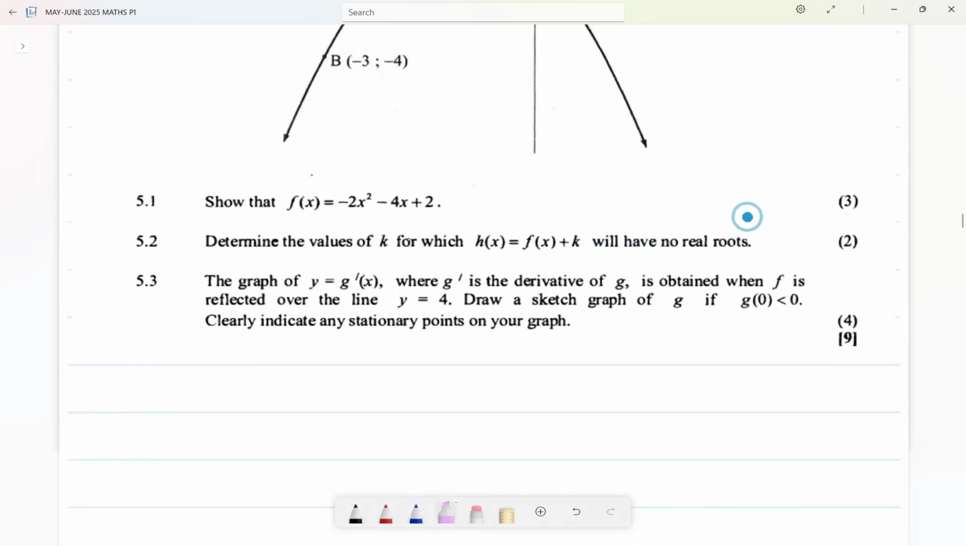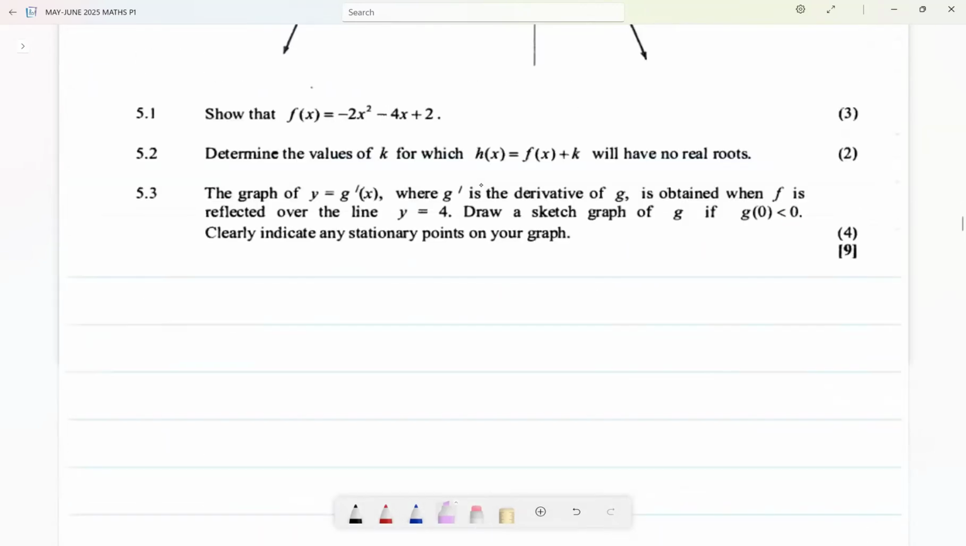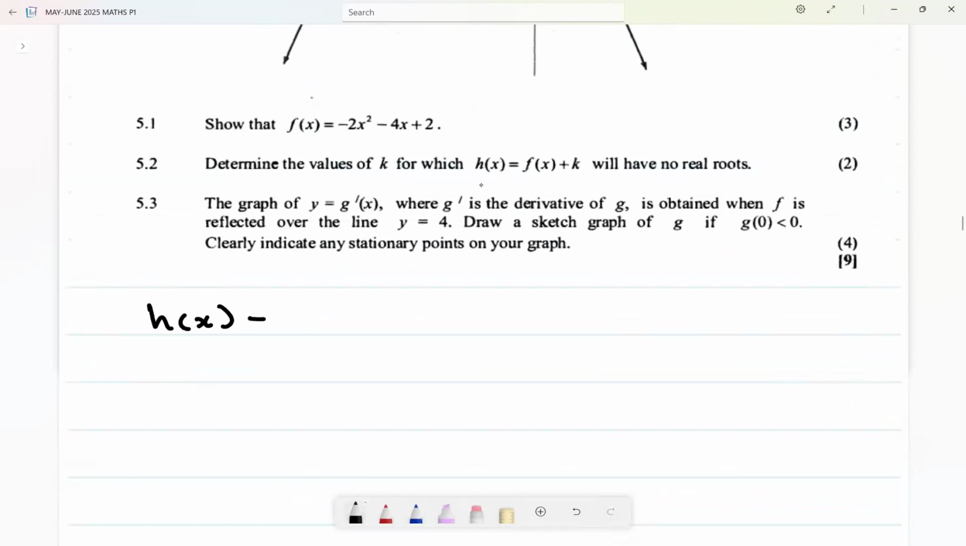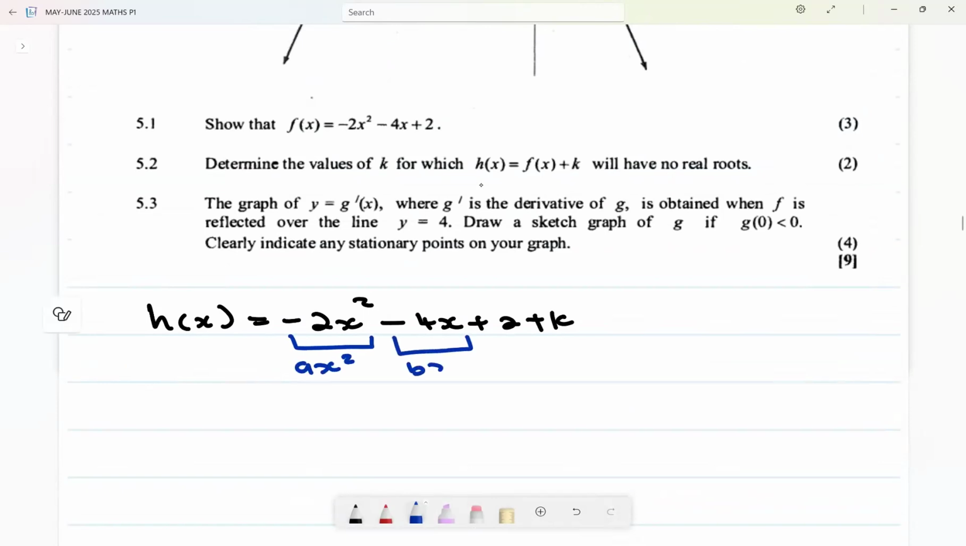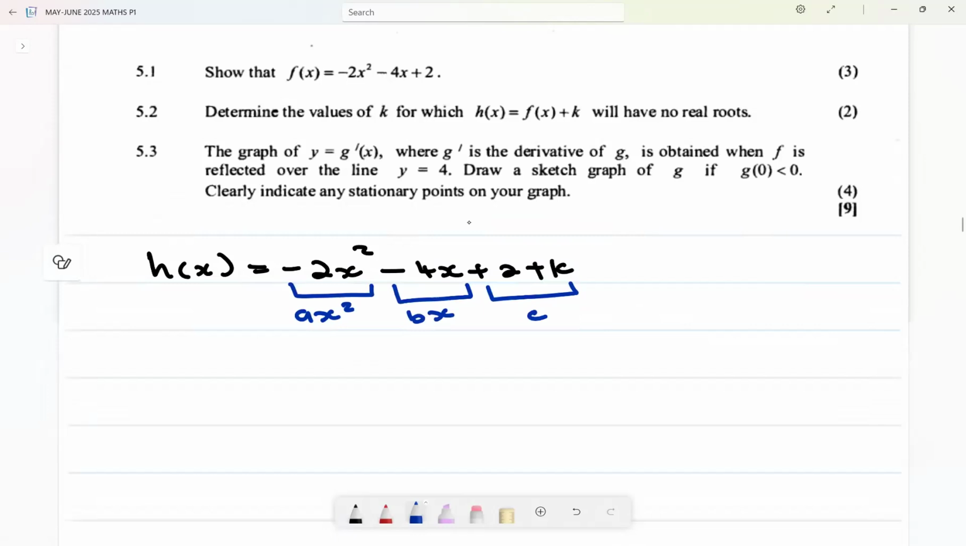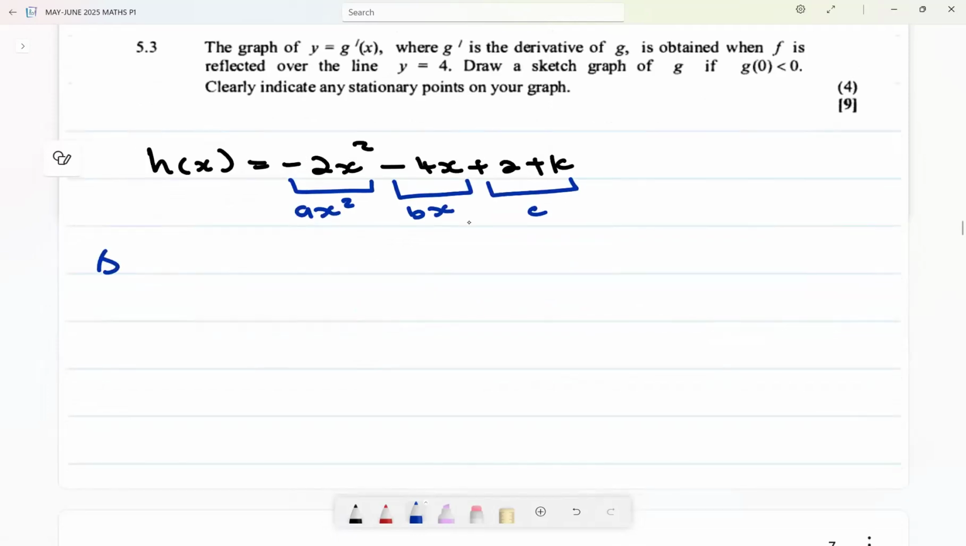Let's find h of x. H of x is just f of x plus k, so it will be negative x squared minus 4x plus 2 plus k. But I want my discriminant to be less than 0. Remember, this is ax squared plus bx plus c. So my discriminant, which is equal to b squared minus 4ac, I need it to be less than 0 for them to have unreal roots.